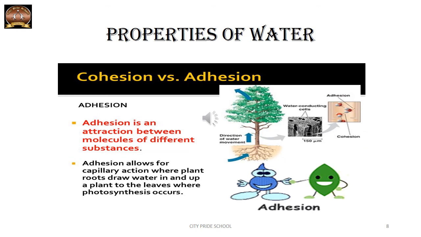Similarly, adhesion is an attraction between molecules of different substances. It allows capillary action where plant roots draw water in and up a plant to the leaves where photosynthesis occurs. As two different surfaces can bind together, this property of water is very useful.